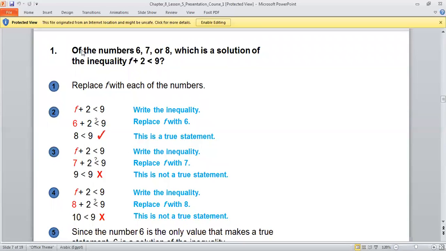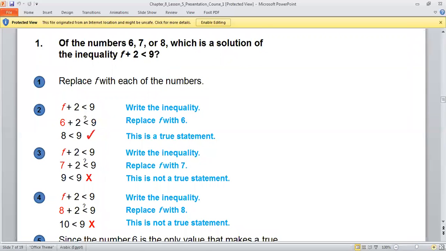Okay, Khalid? Again, Abdullah, be with me and concentrate, please. If we have an example of this shape, where I have 6, 7, and 8, which one belongs to the solution of f plus 2 less than 9? He gives me numbers like 6, 7, 8. What will we do in this case? I will write f plus 2 is less than 9.